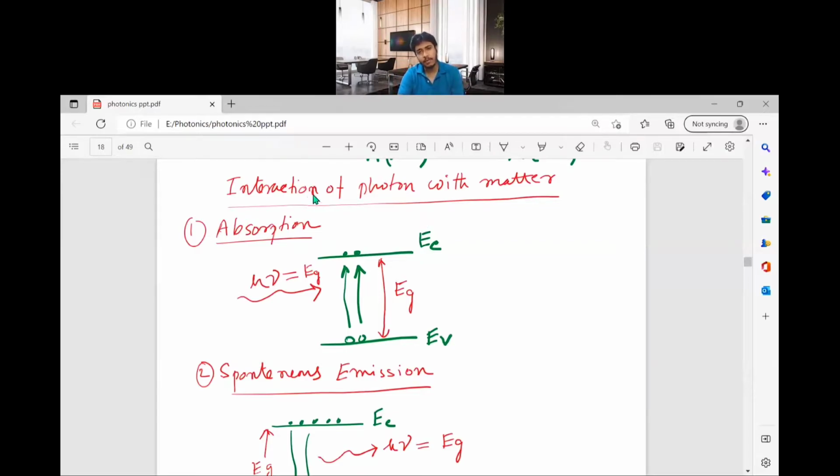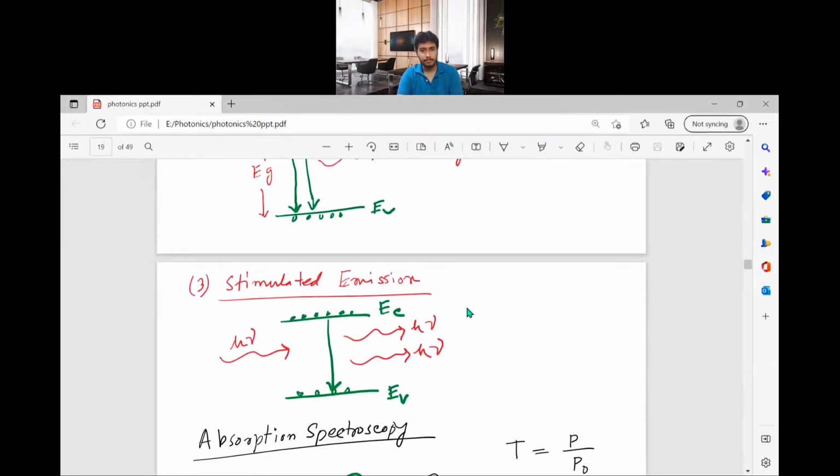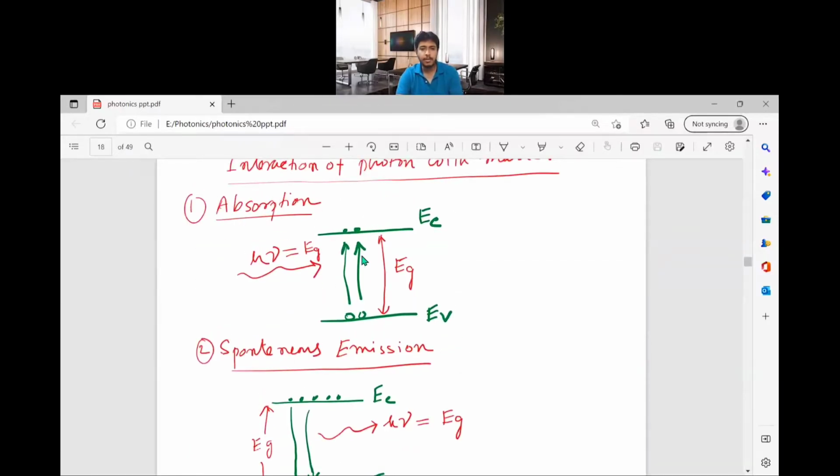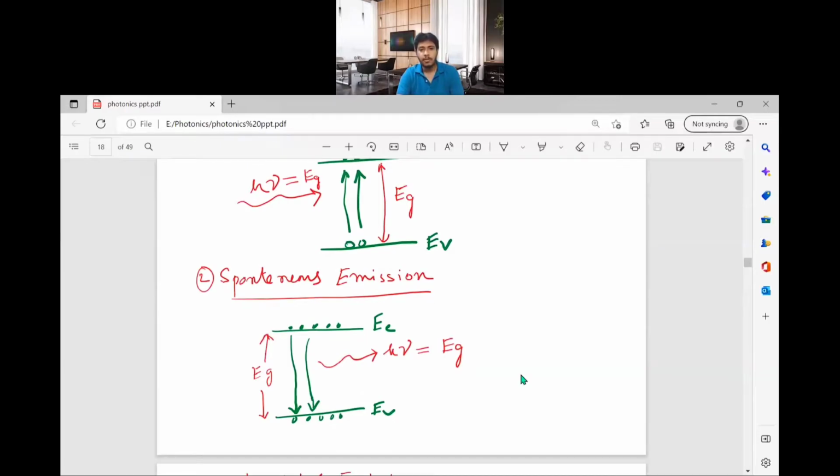There are three main parts we will discuss of the interaction of photons with matter. One is absorption, one is spontaneous emission, and another one is stimulated emission. Absorption I have already discussed: if the energy of the photon is equal to the band gap, light will be absorbed. Now what is spontaneous emission?